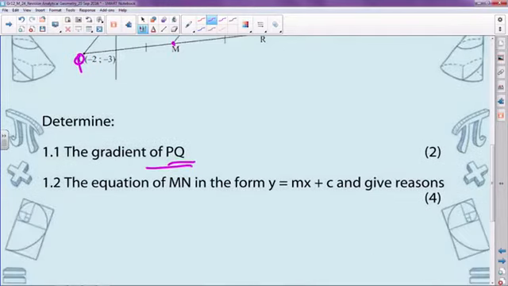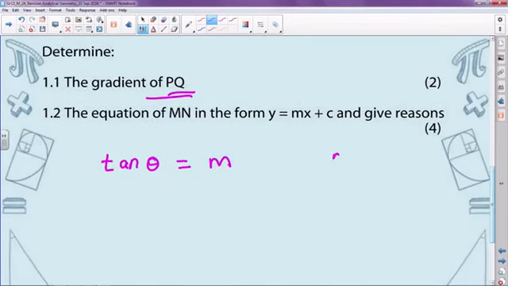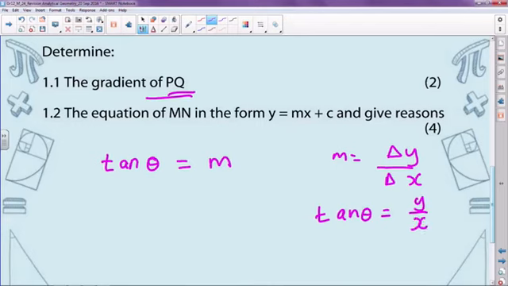Now, what you should remember is that the gradient of a line and the angle of the line are related by the ratio tan of theta is equal to the gradient. And remember, the reason for that is when we work out gradients, it's change in y over change in x. And by definition, tan of theta is opposite over adjacent, or y over x. And therefore, you can use that fact to help you work out the gradient when you've got the angle, or the angle when you've got the gradient.